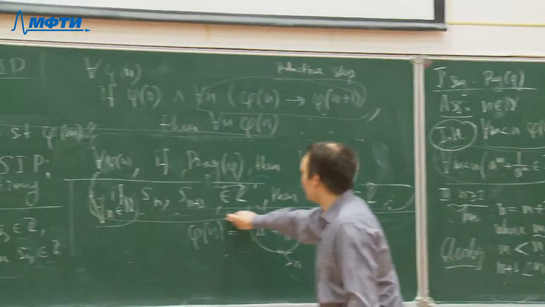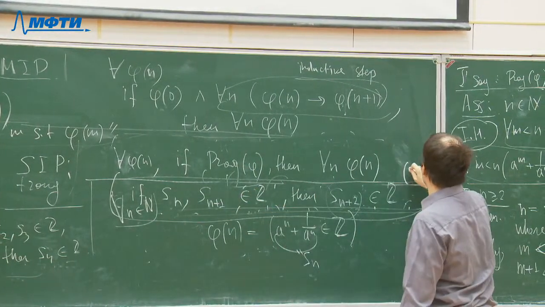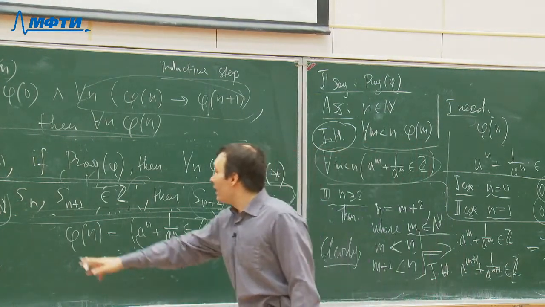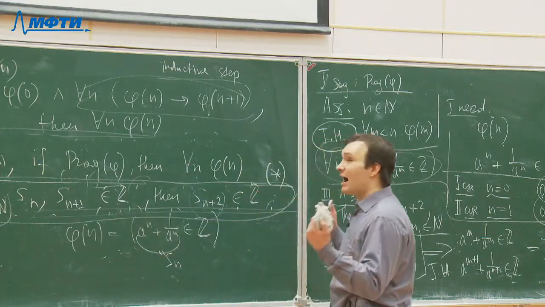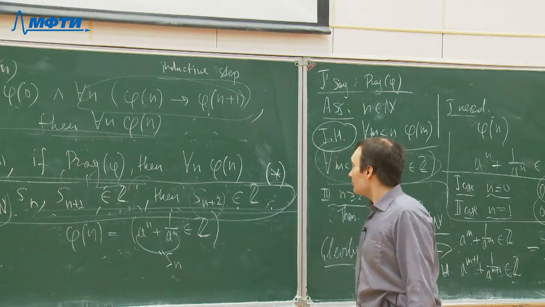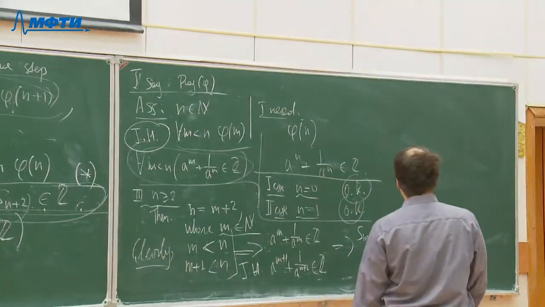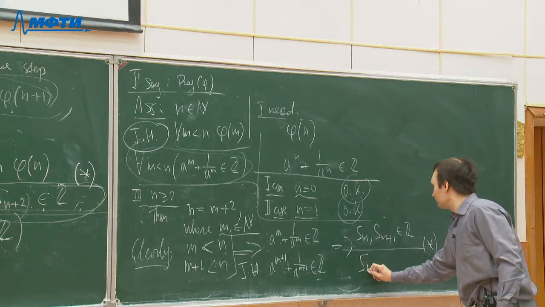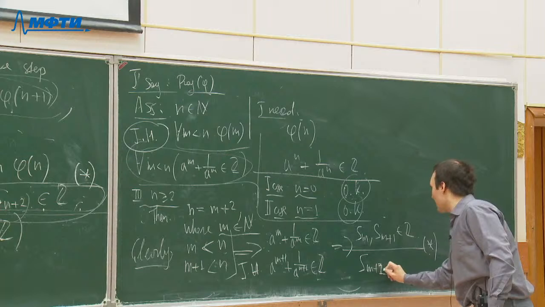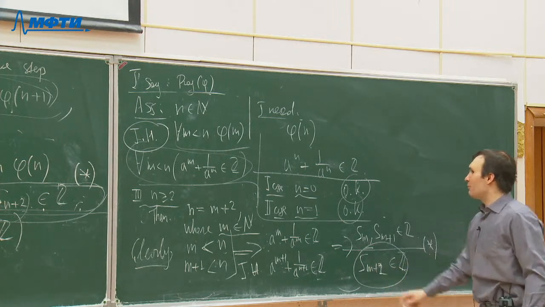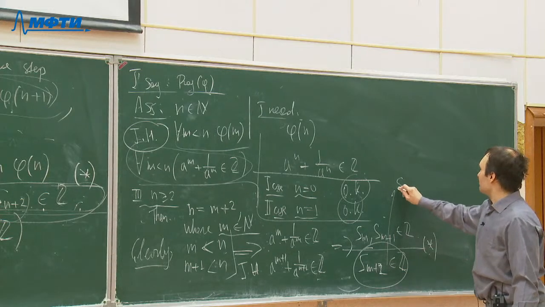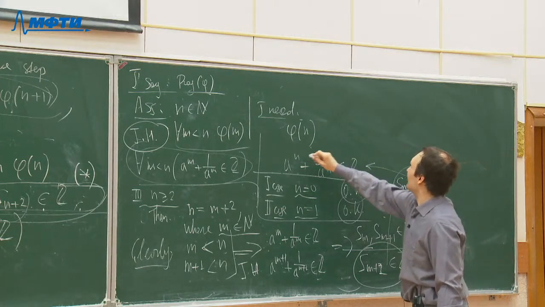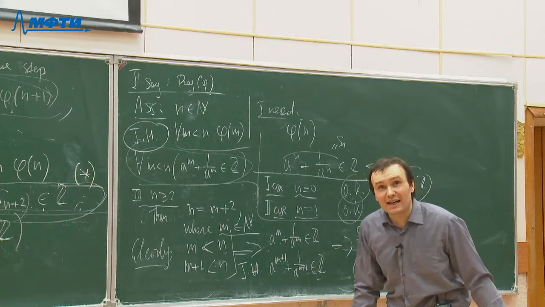But I have already proved this thing. Let's mark it with a star. That if S(m) and S(m+1) are integers, then S(m+2) is integer as well. By my star marked statement, I may conclude that this number is integer as well. So that means that S(n), n you know is m plus 2, is integer. And this is exactly the statement I need. Is it clear?